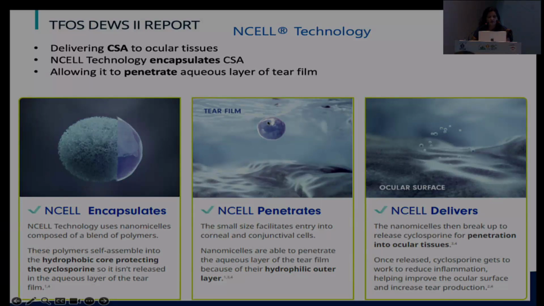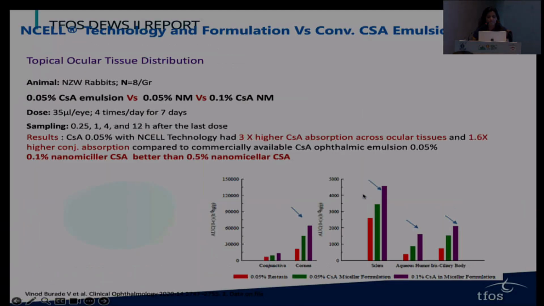With the N-cell technology, as soon as it penetrates, this active cyclosporine drug comes in contact with the ocular surface. The N-cell technology encapsulates, but it allows it to permeate the aqueous layer of the tear film as well.